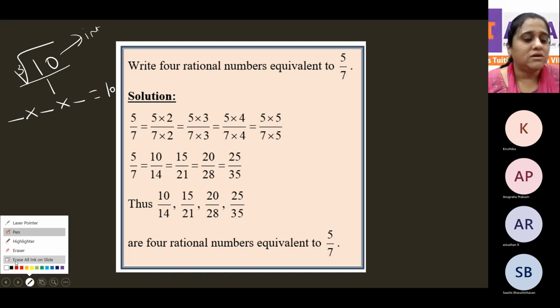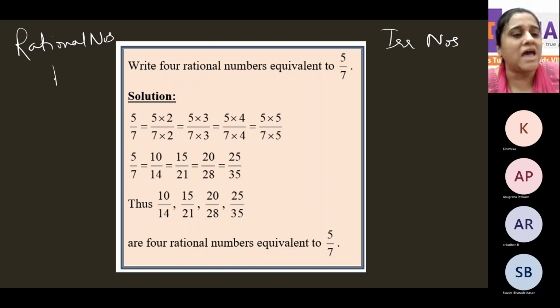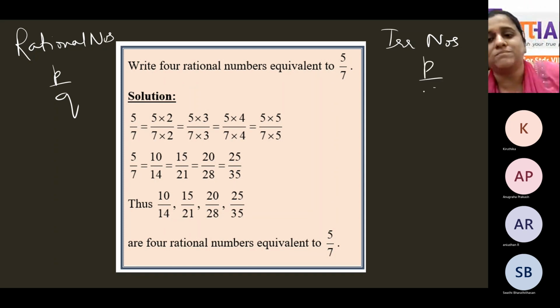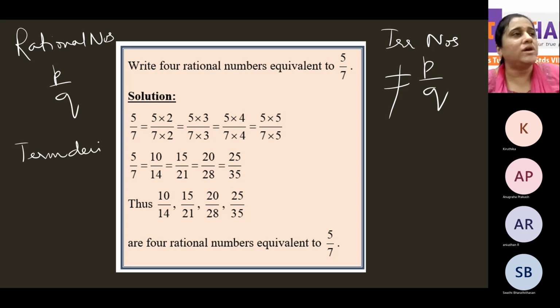So now, summing up, we just understood rational numbers and irrational numbers. Rational numbers have a p by q form, integer by integer form. Irrational numbers do not have a p by q form. When you divide p by q, the division either comes to an end or does not come to an end. When the division comes to an end, the quotient is a terminating decimal. So a rational number can have a terminating decimal expansion.